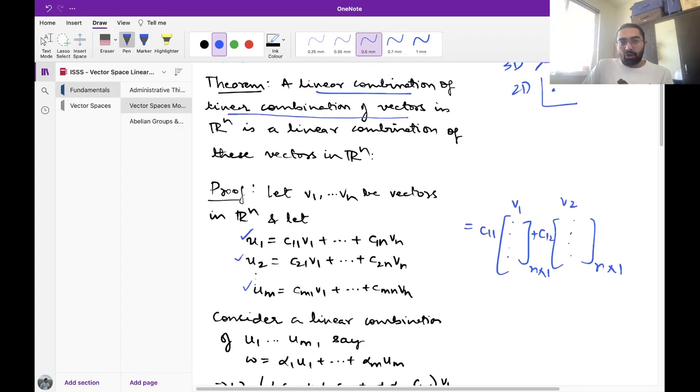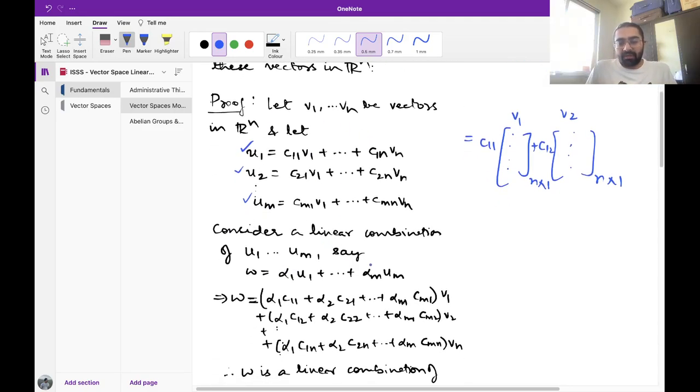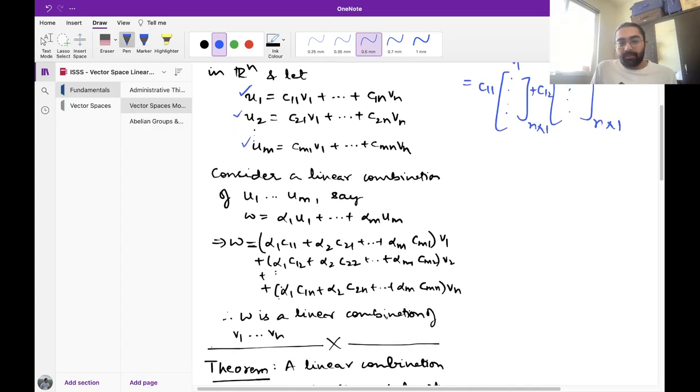So a linear combination of linear combinations of vectors. So u1 to um are linear combinations of v1 to vn, and I'm taking their linear combination, let's say with some constants alpha 1 to alpha m. Now with simple algebra, I can show that w is also a linear combination of the original vectors that I have, v1 to vn, right? Which is what the theorem is saying.